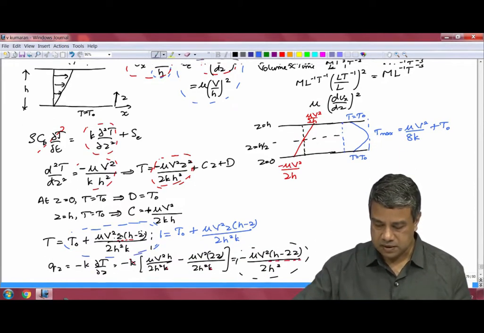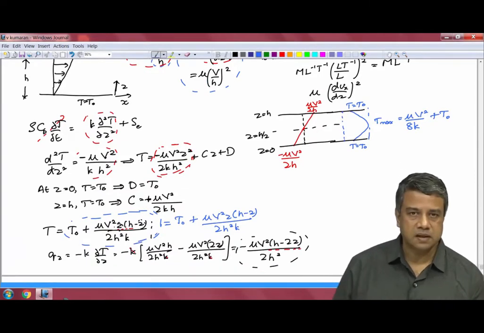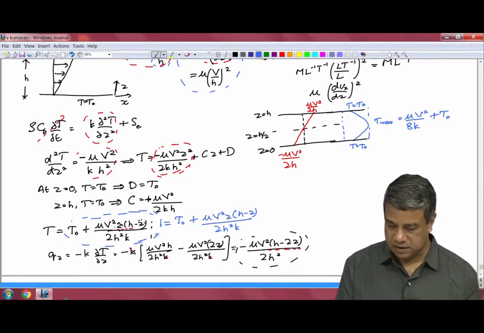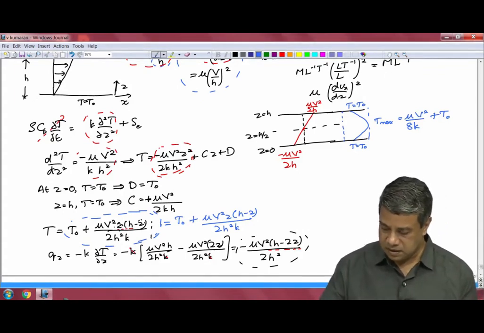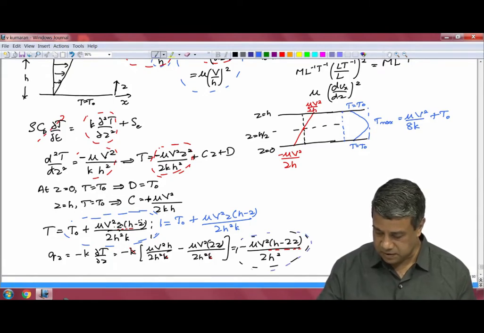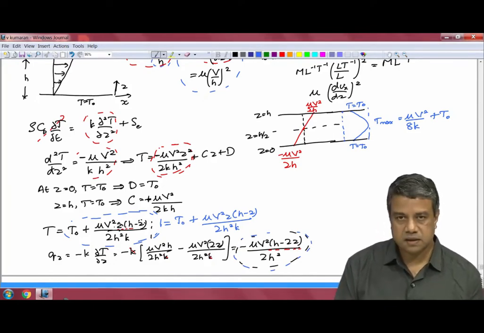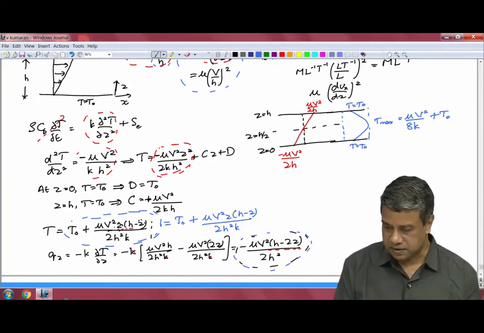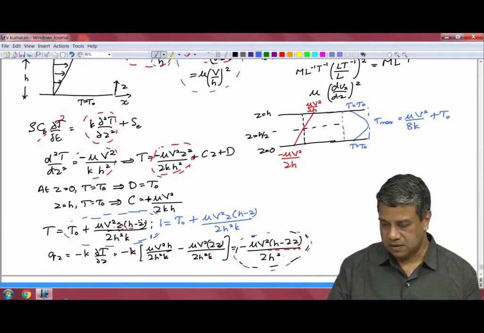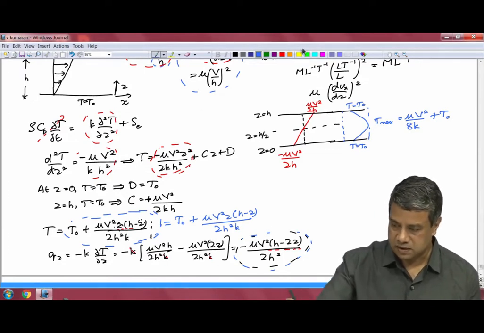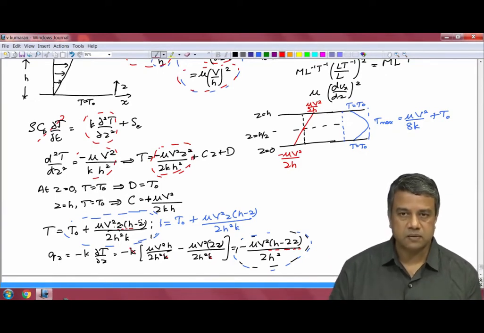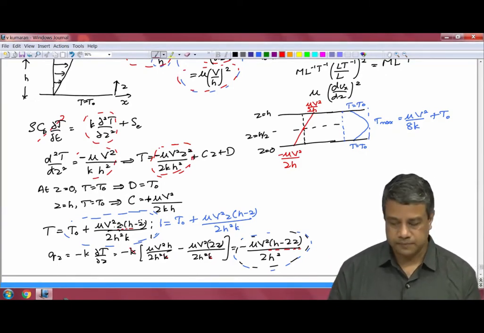We had solved the equation to get the temperature and the flux. As expected, the flux is a linear function of position, and if you take the derivative of this flux with respect to z, you will see that it is exactly equal to the source here. So the slope of the flux is equal to the source per unit volume per unit time.